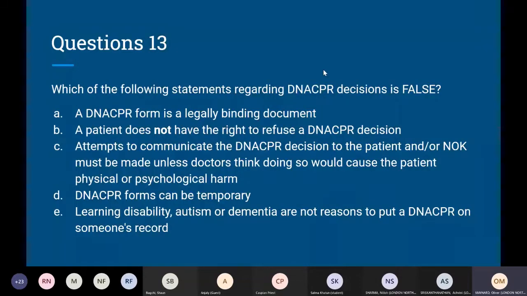So question 13, which of the following statements regarding DNA CPR decisions, so that's do not attempt cardiopulmonary resuscitation, is false? So which of the following is not true? A, a DNA CPR form is a legally binding document. B, a patient does not have the right to refuse a DNA CPR decision. C, attempts to communicate the DNA CPR decision to the patient and or next of kin must be made unless doctors think that doing so would cause the patient harm. D, DNA CPR forms can be temporary. Or E, learning disabilities, autism or dementia are not reasons to be put on the DNA CPR form. So which one is not true?